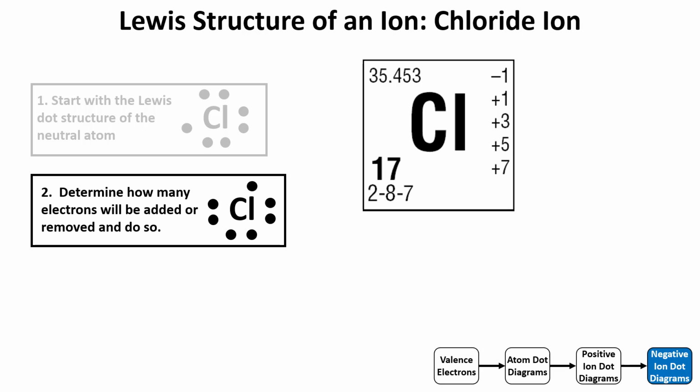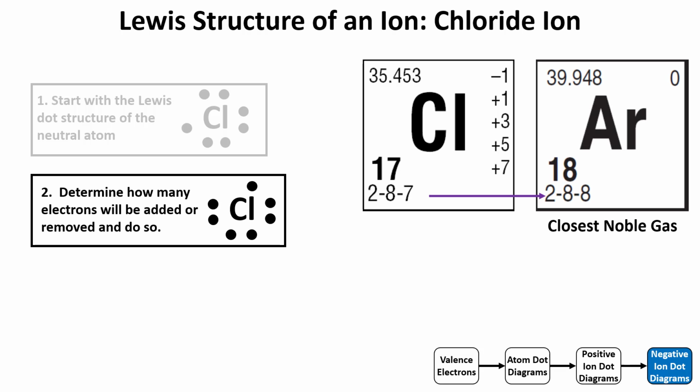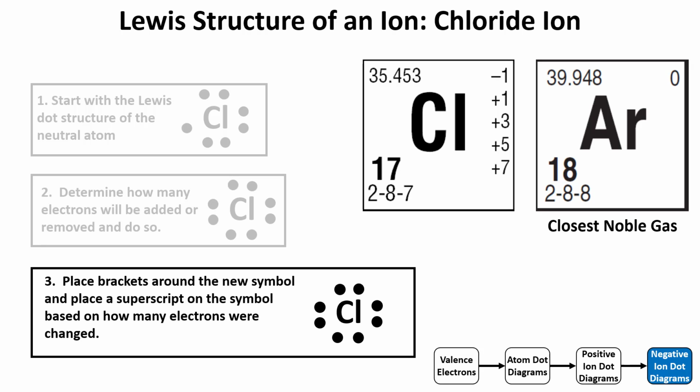So determine how many electrons will be added or removed. Let's look at the nearest noble gas again, and that would be argon. From 2-8-7, we're going to go to 2-8-8. And how do we do that? Well, it's by gaining an electron. So we gain an electron, and we've put another one there. Now we're going to do the same thing we did with the positive ion. We decide what we're going to put for the charge, and we gained an electron, a negative thing. And so we're going to put brackets around this, and we're going to put a negative next to it.